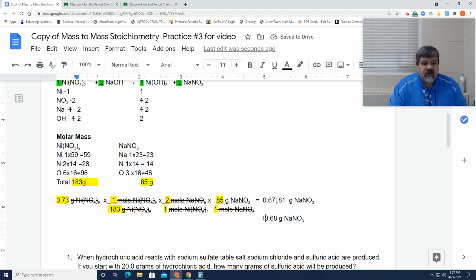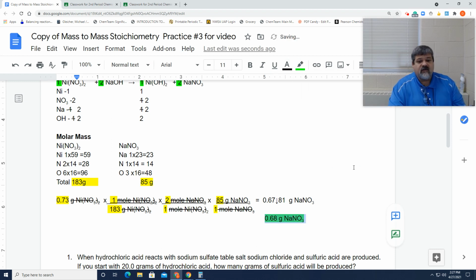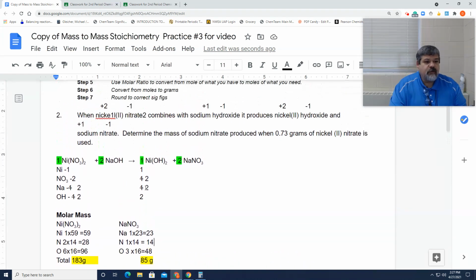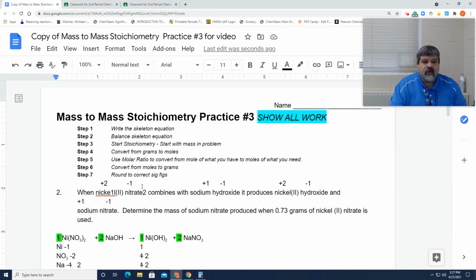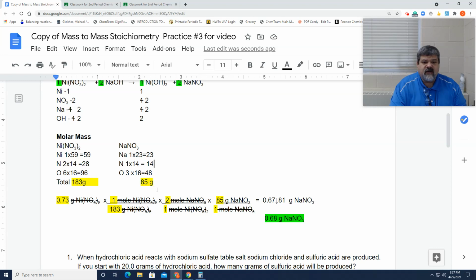My last step that I have to do is highlight that one right there. And again, I like to highlight all my answers in green. And we're done. So there we go. The answer to question number 2 of practice number 3 ends up being 0.68 grams of sodium nitrate.